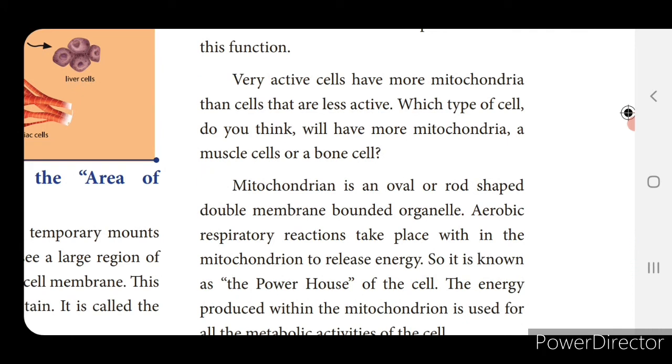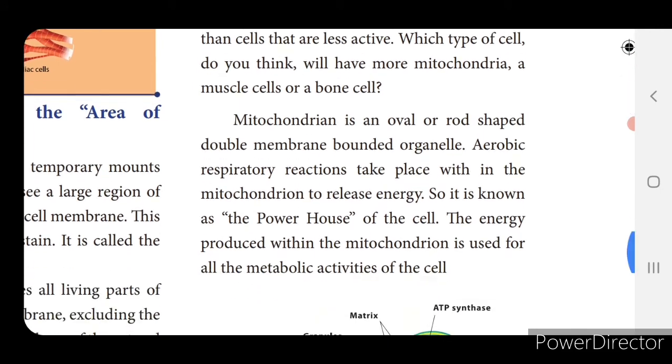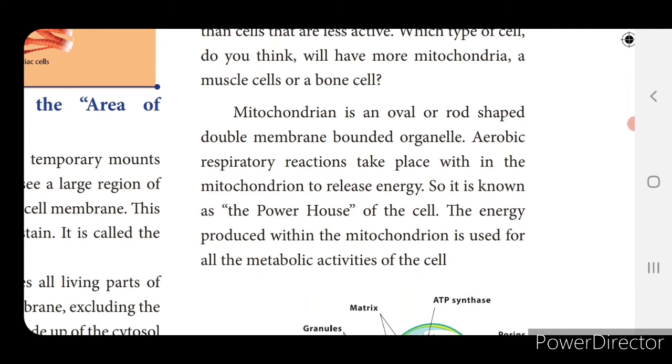Aerobic respiratory reactions take place within the mitochondria to release energy, so it is known as the powerhouse of the cell. Why do we call mitochondria the powerhouse of the cell? Mitochondrion is an oval or rod-shaped double membrane bounded organelle. It is covered by a double membrane. Aerobic respiration reactions take place within the mitochondrion to release energy. That is why it is known as the powerhouse of the cell.